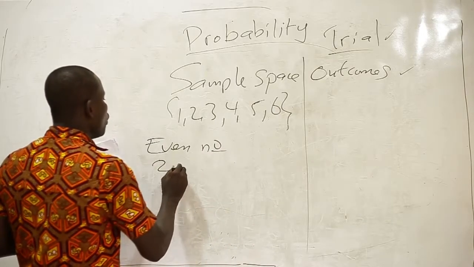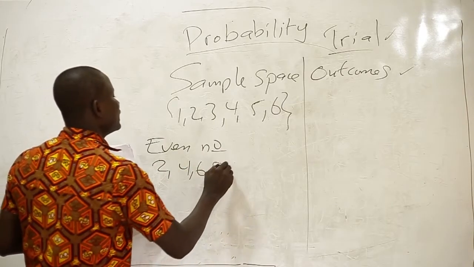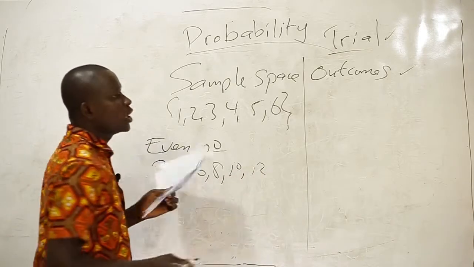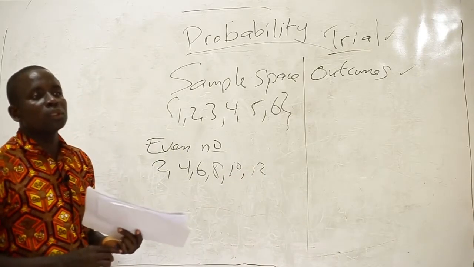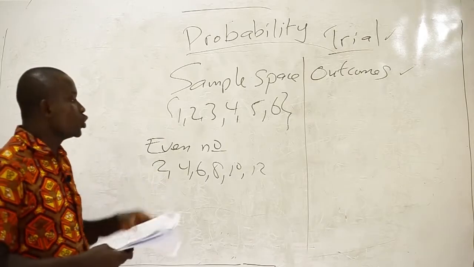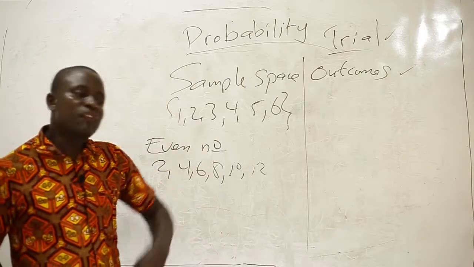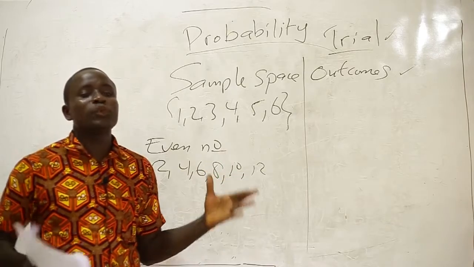What are the even numbers? We have 2, 4, 6, 8, 10, 12, and so on and so forth. These are the even numbers. When you divide that number by 2, there is no remainder.